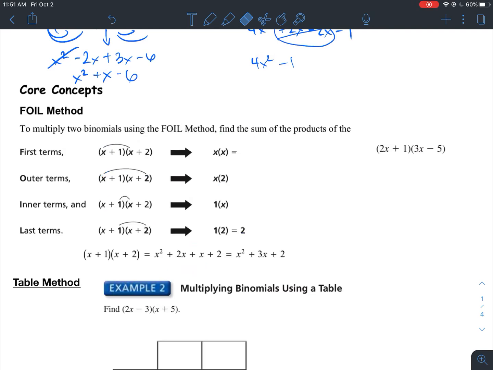So we have this example over here on the left hand side. So we're going to first multiply the first two terms. So that's the first part of the acronym, the F. So that's going to be 2x times 3x, which is equal to 6x squared.